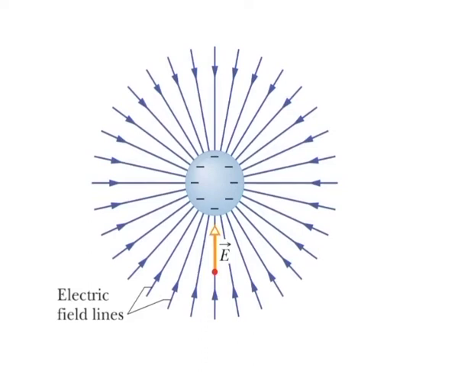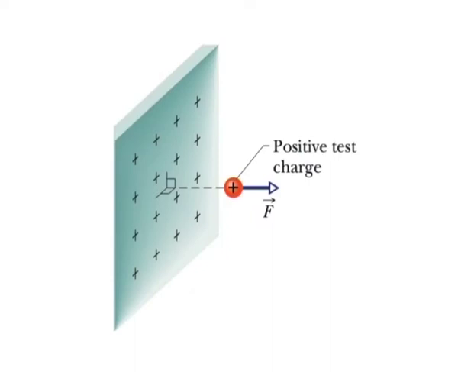For another example, the figure shows part of an infinitely large non-conducting sheet or plane with a uniform distribution of positive charge on one side. If we place a positive test charge at any point near the sheet on either side, we find that the electrostatic force on the particle is outward and perpendicular to the sheet.